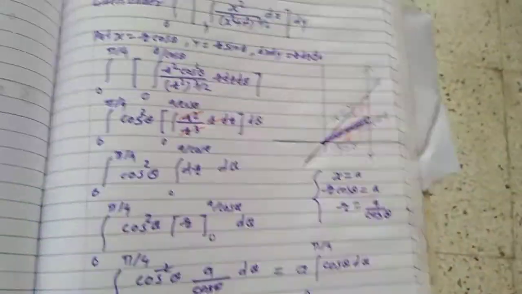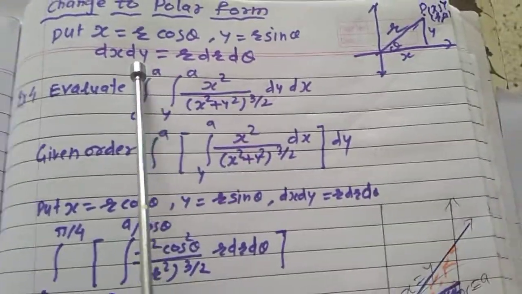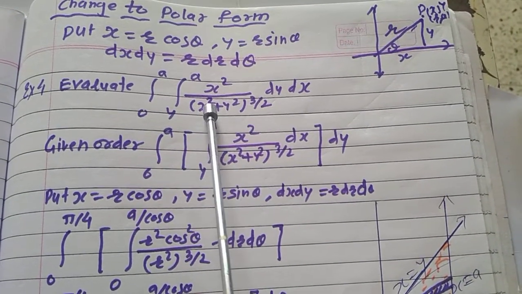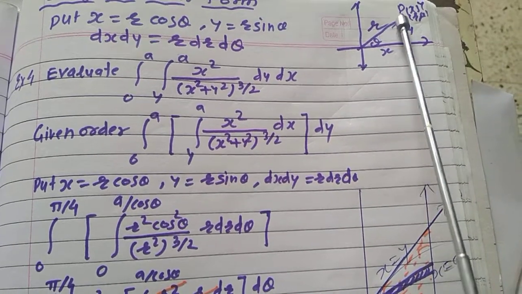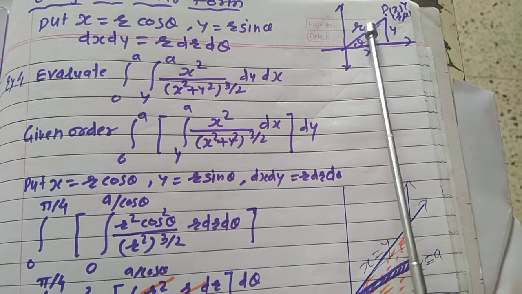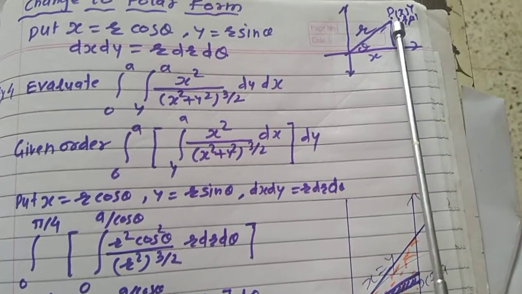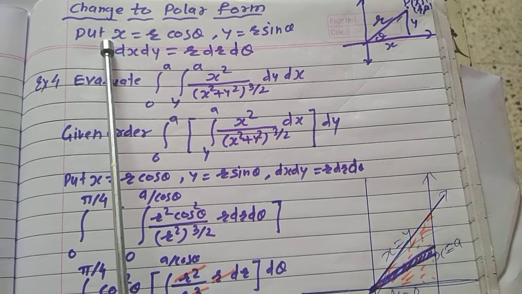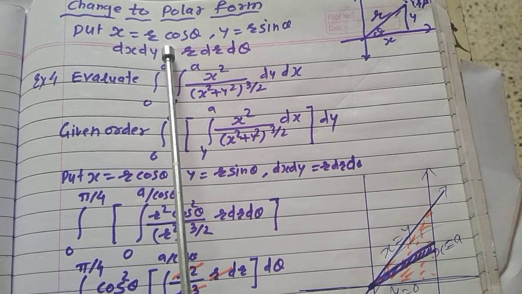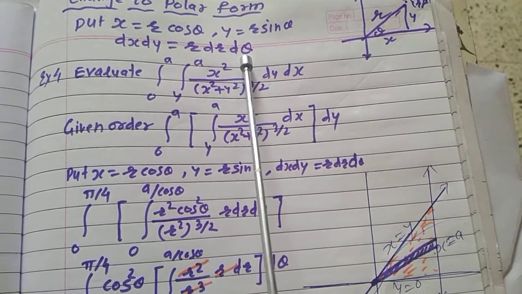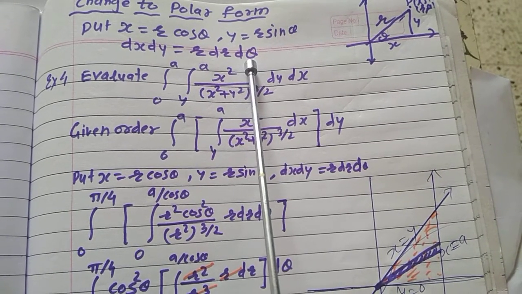Now I have taken one problem of polar form. When your problem is in terms of x and y, this is called Cartesian form. Suppose this is my point x and y. This is r, under root x square plus y square, and theta. So you can write the same point in terms of r and theta. This is called polar form. When you want to change to polar form in your integration, always put x is equal to r cos theta, y is equal to r sin theta, and dx dy is equal to r dr d theta, and your complete problem becomes in terms of r and theta.